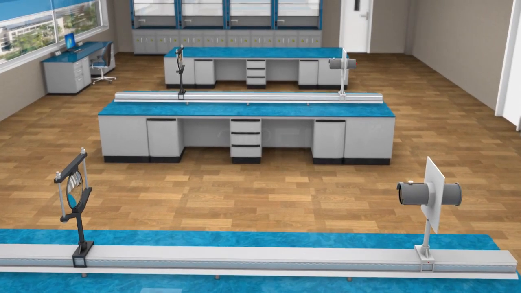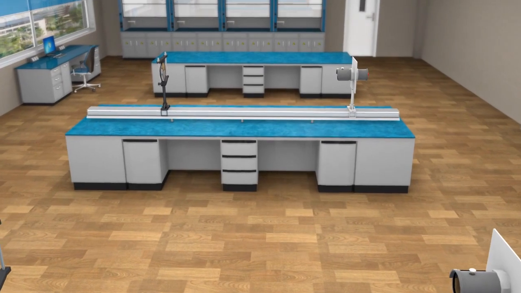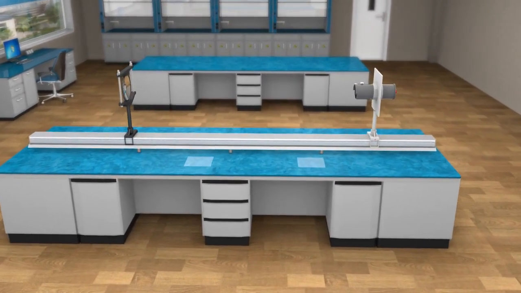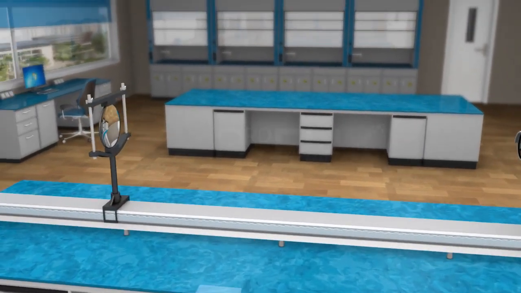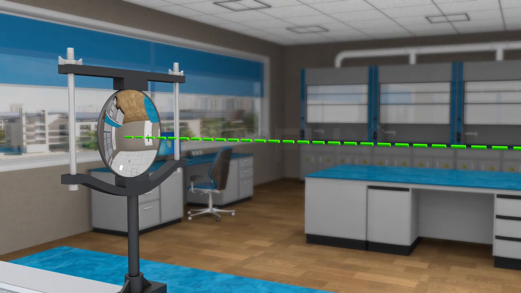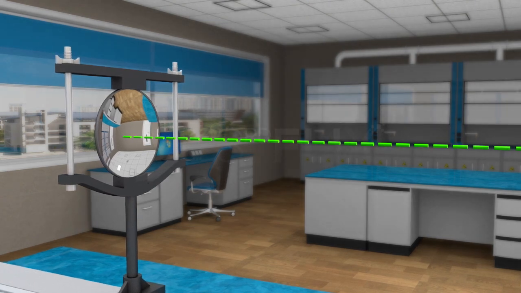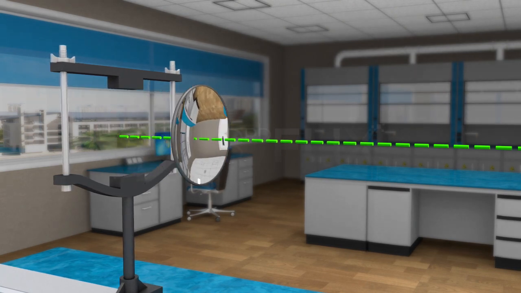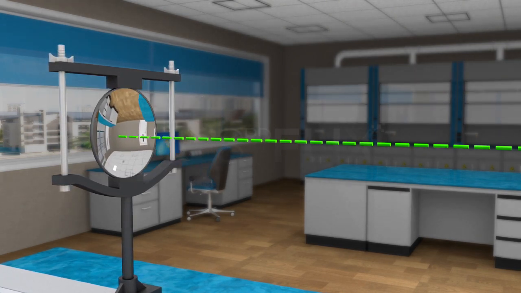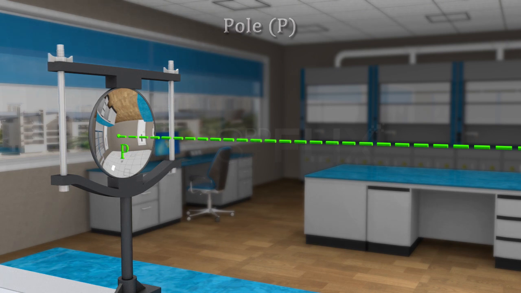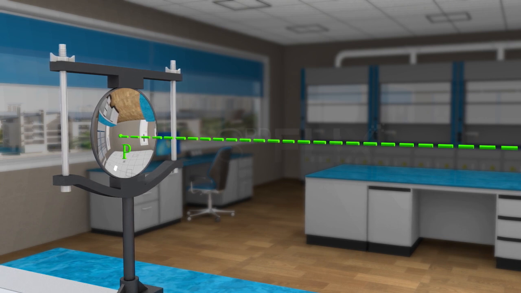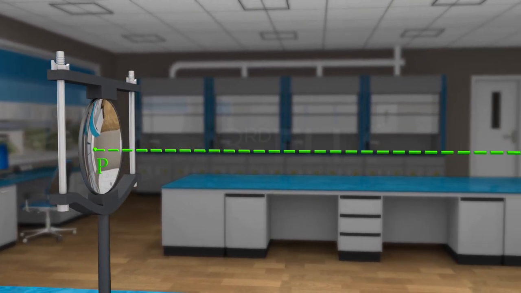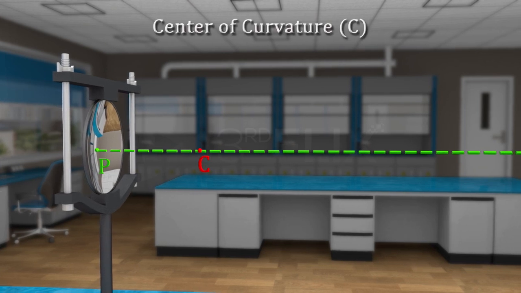Let us look at a few important terms related to spherical mirrors, which are going to be useful in future discussions. Principal axis. The normal to the center of the mirror is called the principal axis. The mirror is rotationally symmetric about this axis. Pole, P. The point at which the principal axis touches the surface of the mirror is called the vertex or pole of the mirror.